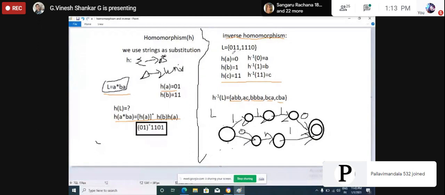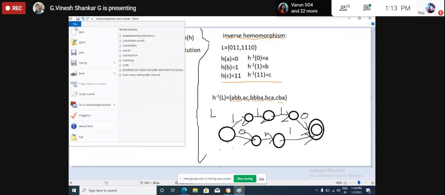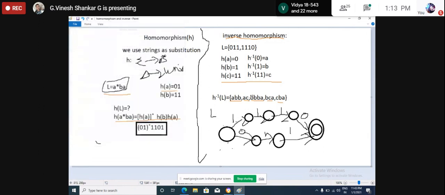1 1 0, 0 1 1. Two strings I'm taking. 1 1 0 means 1 1 1 0, with 0 I'll be coming to the final state. The other form is 0 1 1. 0 1 1, I'll be reaching the final state. Thus this is also one way of representing. If anything is there, we'll be seeing here. That's a way of representing. Then afterwards, H inverse of A you can find here. You can find H inverse of A. I don't know why they have not given it here.